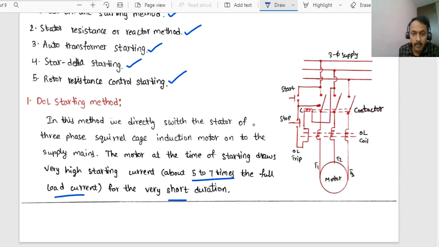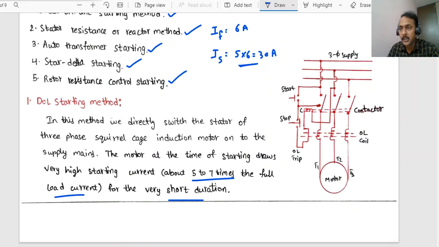For a short span of time, if the full load current IFL is 6 amps, at the time of starting, IST can be around 5 to 7 times that. That means, for example, 5 into 6, around 30 amps will be drawn by the motor. So this will be a drawback.